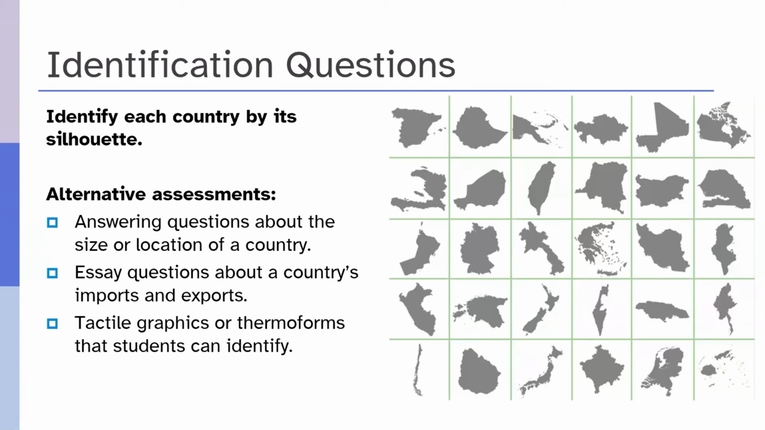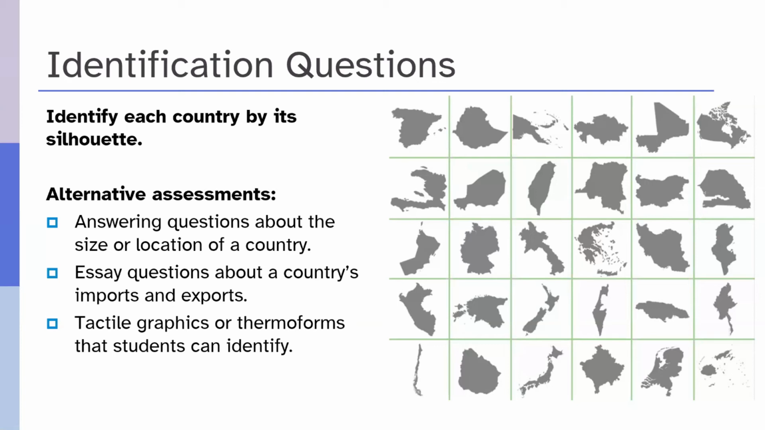You could talk more about the country and what it borders, what countries are adjacent to it. That might be a little bit more egalitarian in terms of you're not asking someone to identify a shape.